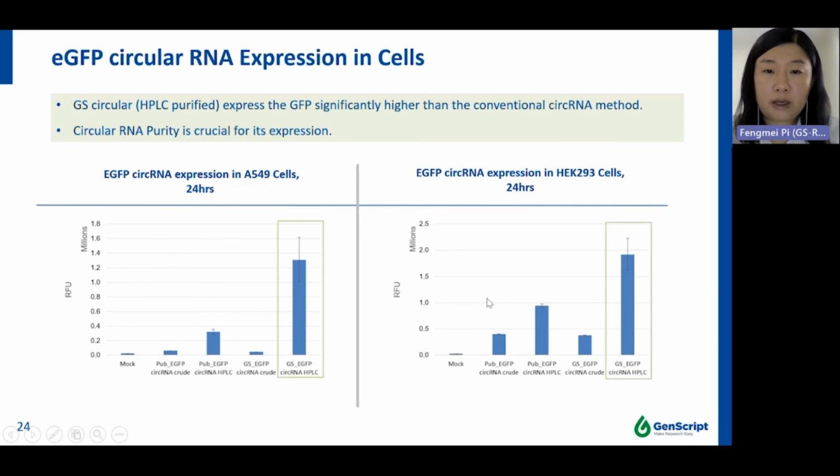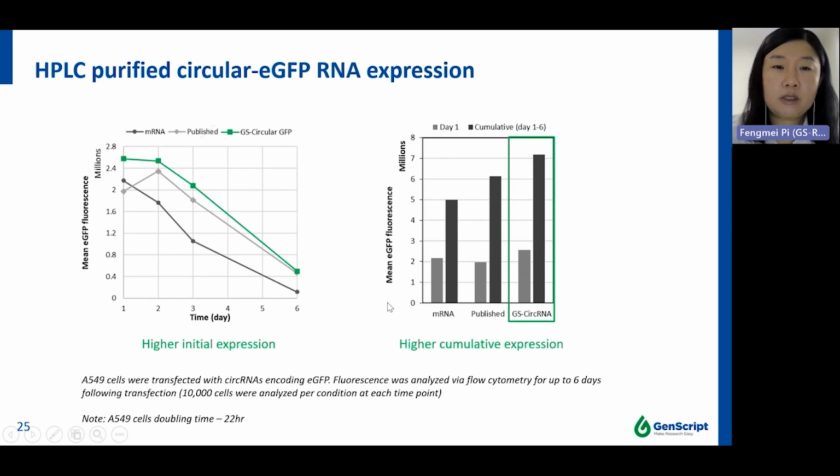I would like to stress again that the purity of the circRNA is quite important. During our study, when we simply followed the publication method, the expression of circRNA was not as good as expected. After we performed this purification, the expression of circRNA could reach equal to or higher than linear mRNA. So here's a comparison of the circRNA to linear mRNA. Over a 6-day time course, we have observed that the circular EGFP has a higher expression than linear mRNA, and also a longer duration. The cumulative expression of a circRNA is higher than the linear mRNA.